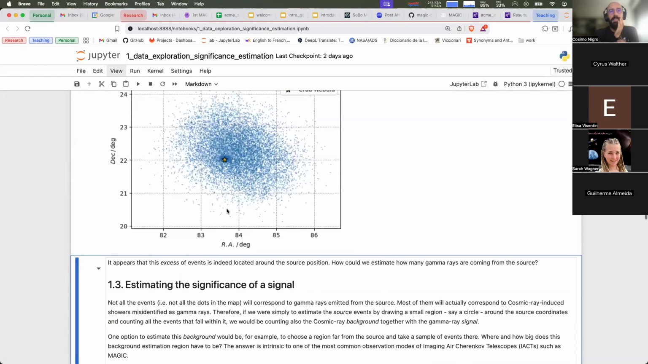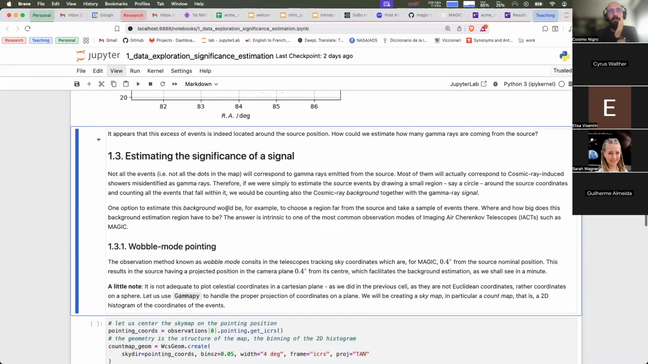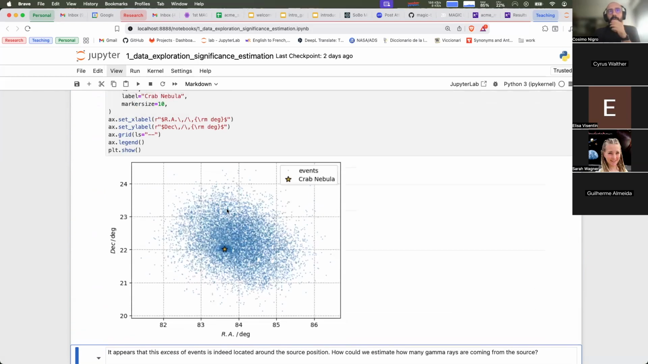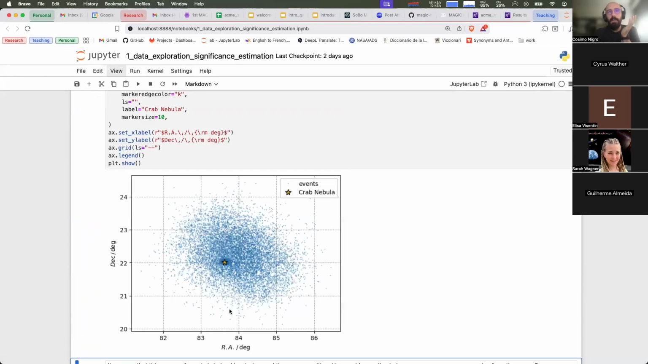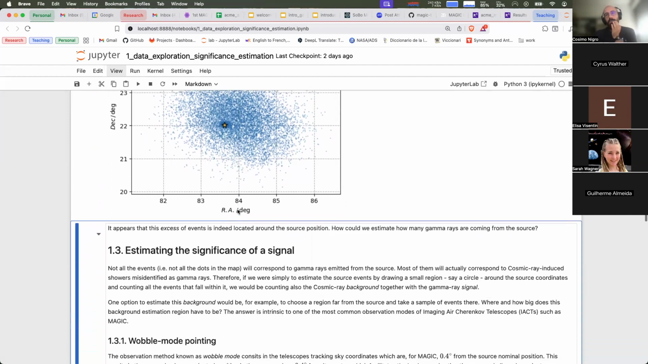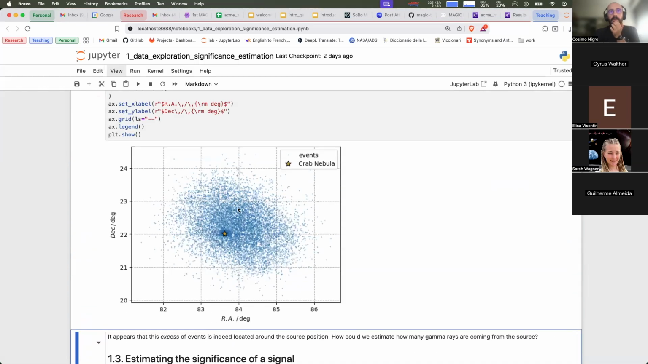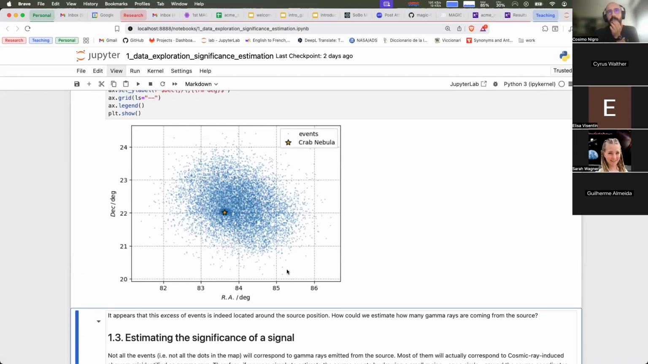How could we assess it? How could we estimate the significance of a signal? So there is some background, right? Because if we are observing a patch of the sky where the only source is the Crab Nebula, then what is the rest of these events? What do they correspond to? Do you have any idea, any suggestion? If this cluster of events is really photons from the Crab, what is the rest of the events in the histogram?